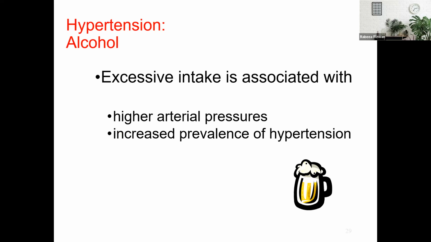So now next is the study that was done related to alcohol. And what that researcher found is that excessive intake of alcohol can increase the risk of hypertension. How? It can increase the arterial pressure of that person, so increasing the chances of getting high blood pressure. And in another research, it was also found that there is an increased prevalence of hypertension in people who use a lot of alcohol in their daily life.